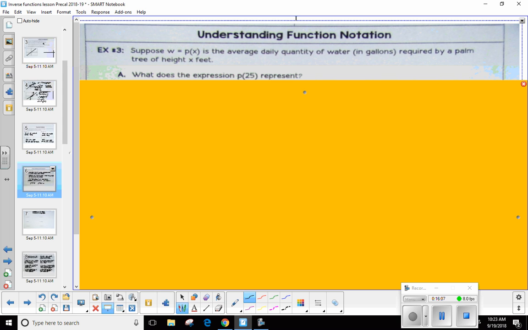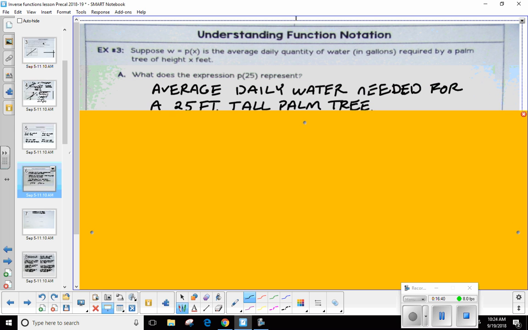What does the expression P of 25 represent? So here's what you have to think. Is that 25 feet for a tree, or is that 25 gallons of water? What's the input? Okay, so the 25 should represent the height in feet of a tree. Because P of 25 would give you what? The number of gallons of water needed for a 25-foot tall tree. Does that make sense?